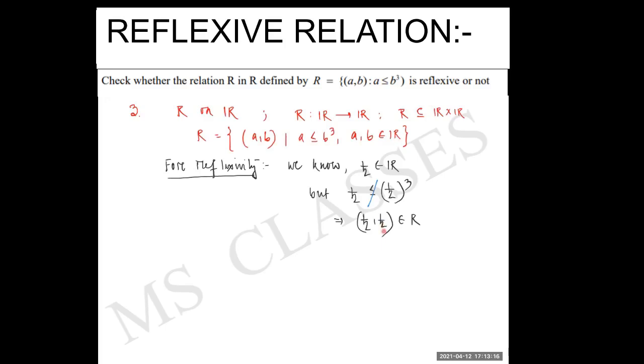Now, when it is not belonging to R, what does that mean? A reflexive relation says that for whatever real number you have, for all of them this must be true. Then only you can say this is a reflexive relation on R. But this is against that. Therefore, R is not reflexive on capital R.